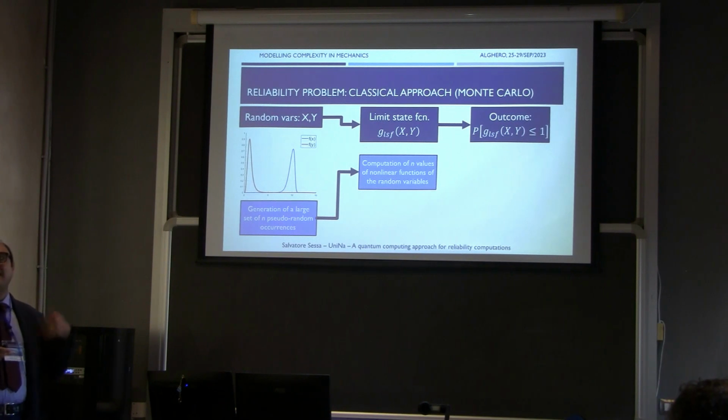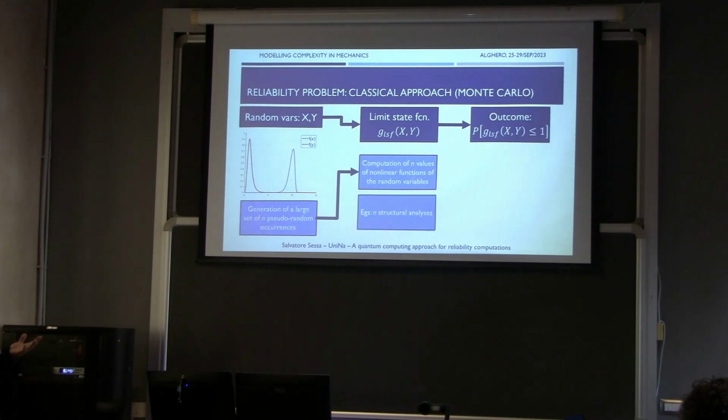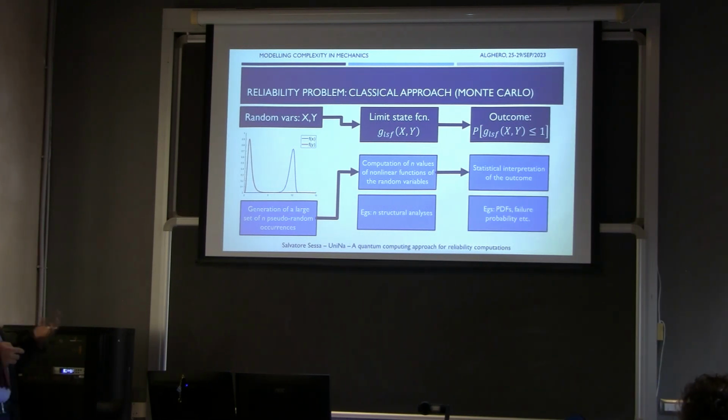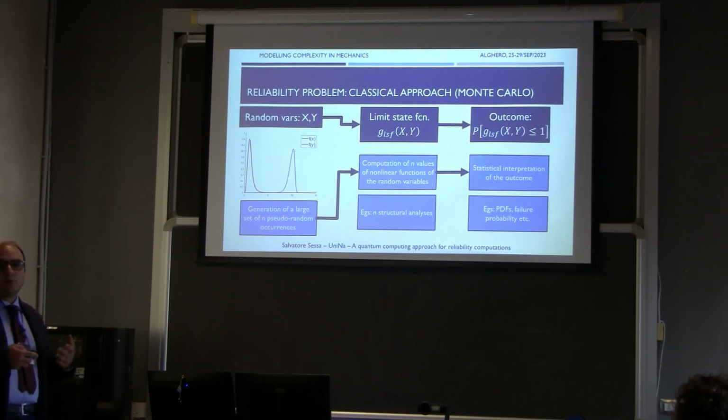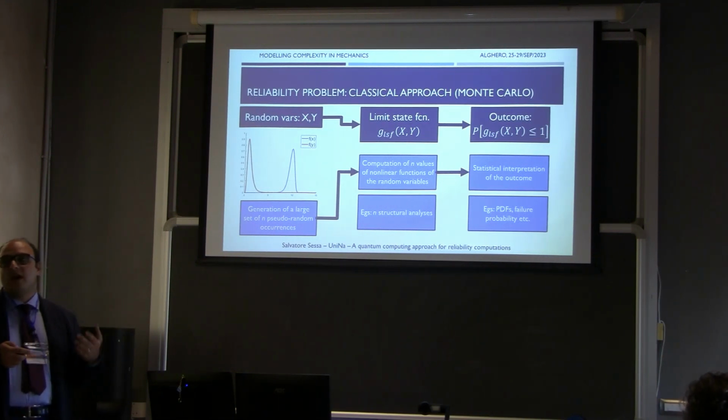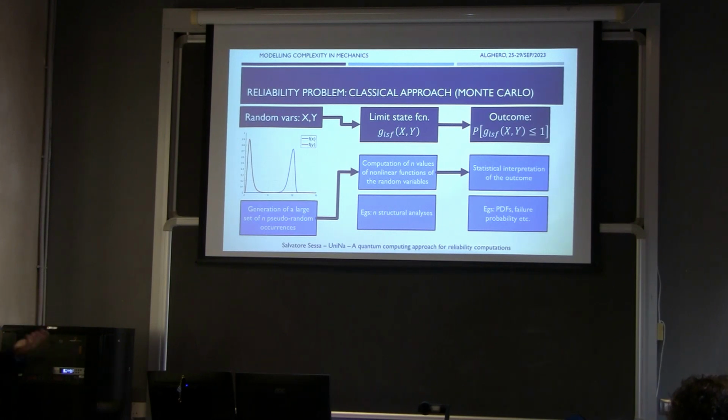Then we compute n times the value of the limit state function that is in general obtained by means of nonlinear analysis. Finally, we get n results, and we try to have some statistical description of it, such as the probability density function of failure of a structural response, as well as the failure probability, and so on.